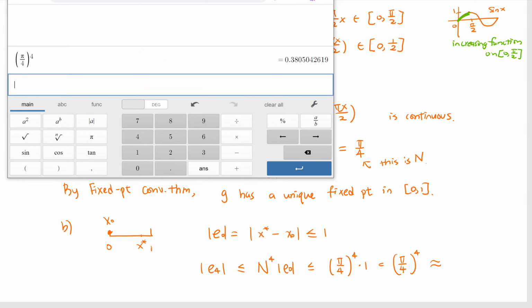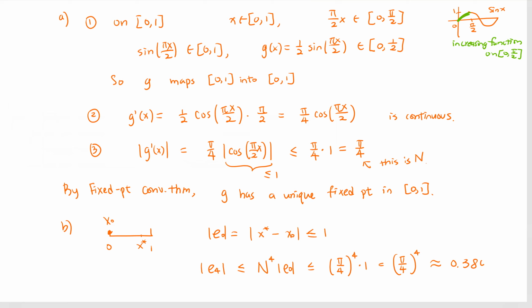0.3805. Okay, so far, so good, everybody. So this is the error bound for x4, starting with x0, is 0.3805.